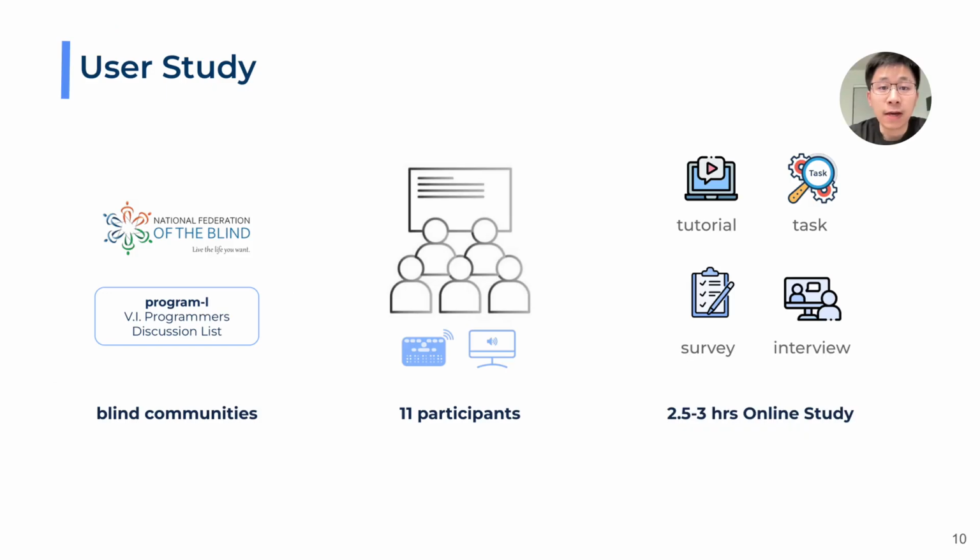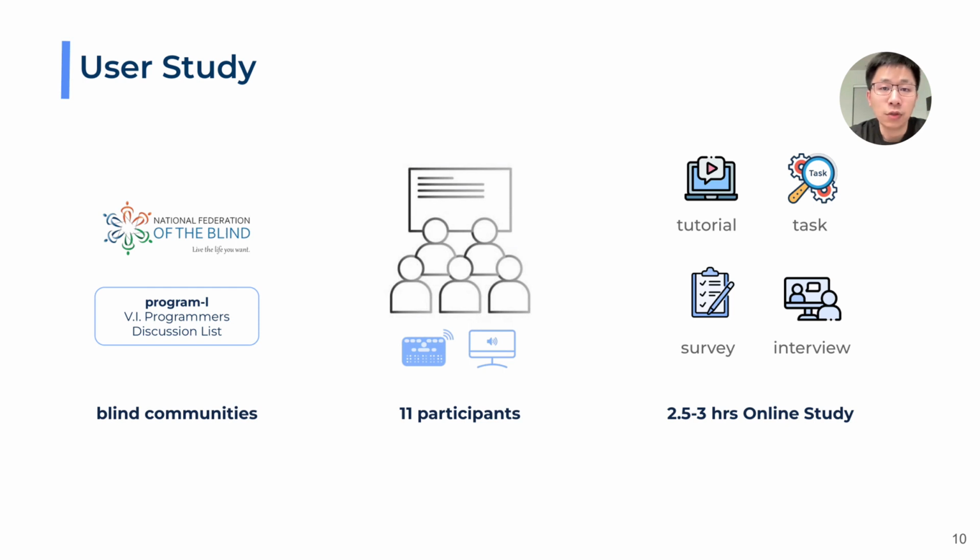We sent out a sign-up form through two blind institutions, the National Federation of the Blind and a BLV programmers discussion list called Program L. Of the 176 individuals who filled out the form, we narrowed down our pool by excluding those who did not self-identify as fully blind, and those who did not have the required software and hardware. In the end, we had 11 participants who successfully finished the user study.